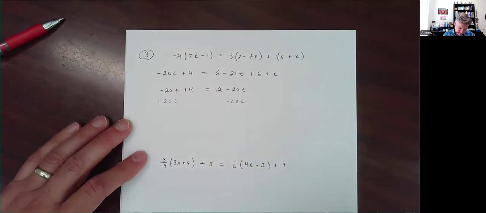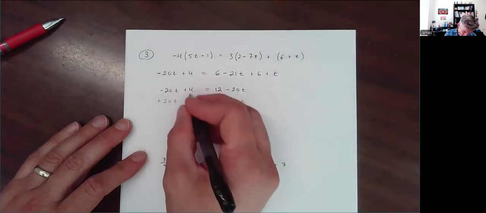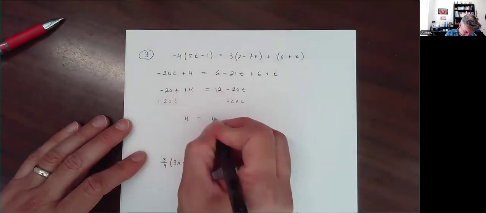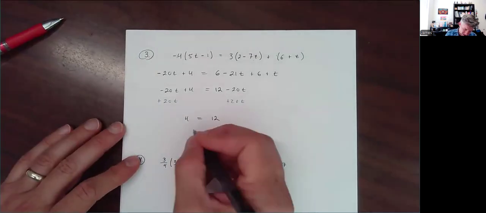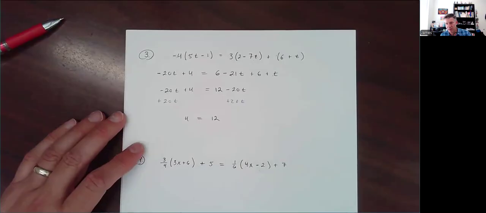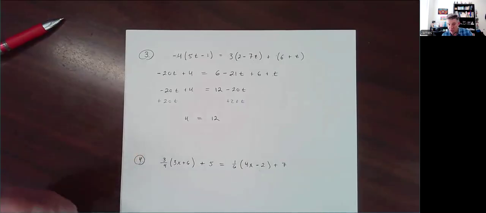So I end up getting 4 equal to 12. Or you can subtract 4 from both sides and get 0 equal to 8. But the problem is 4 equal to 12 or 0 equal to 8 isn't true.